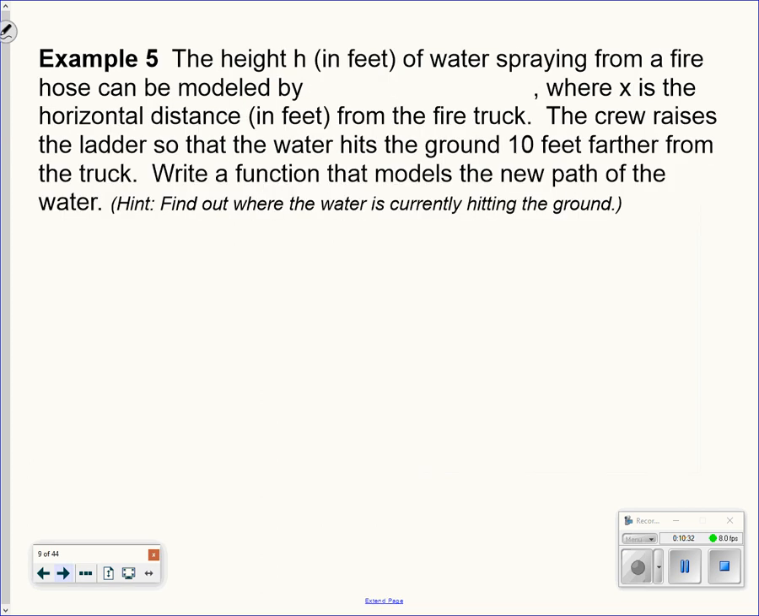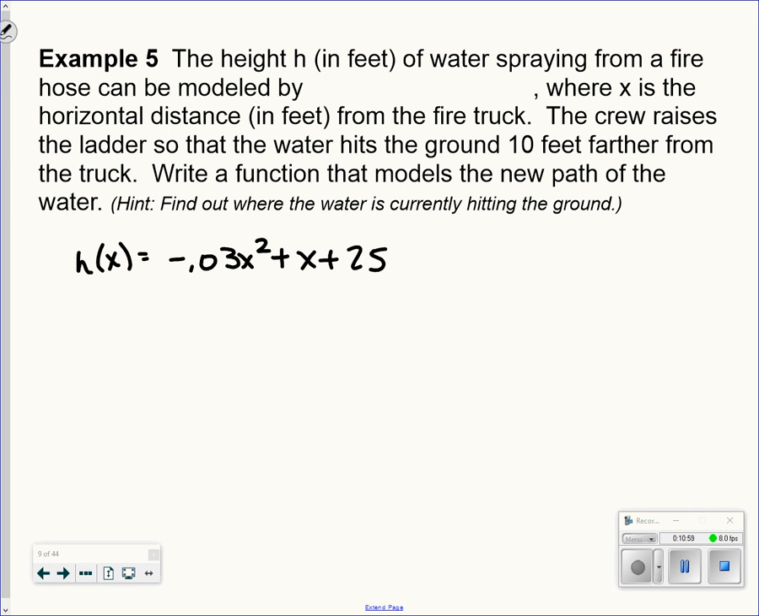The height h in feet of a water spray from a fire hose can be modeled by the function. I'm going to pause this because the function is not there. Again, welcome back here. The function that we're looking for is h of x equals negative 0.03x squared plus x plus 25, and it is written in your notes. It just wasn't written on my page here.